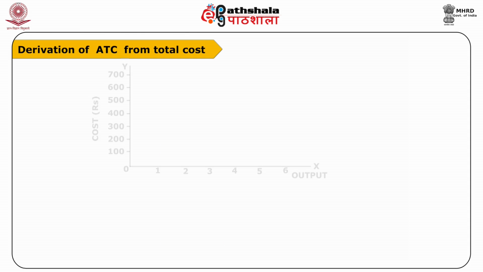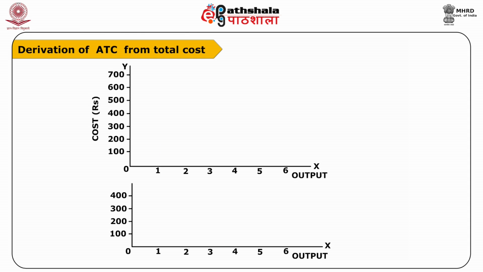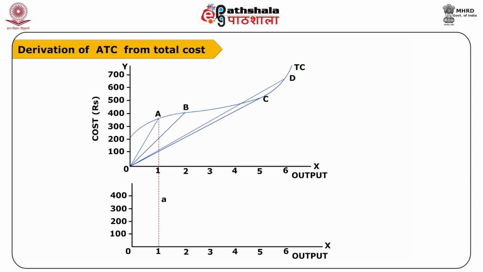Let us now study the derivation of ATC curve from TC curve with the help of diagram. In the first panel, we have taken total cost curve, and in the lower panel, we will derive ATC curve. The ATC curve at different level of output is indicated by the slope of the ray from the origin to the TC curve. Thus, OA, OB, OC, and OD are rays whose slope indicates the ATC at the corresponding level of output. By tracing these points on the lower panel, we get points A, B, C, D.